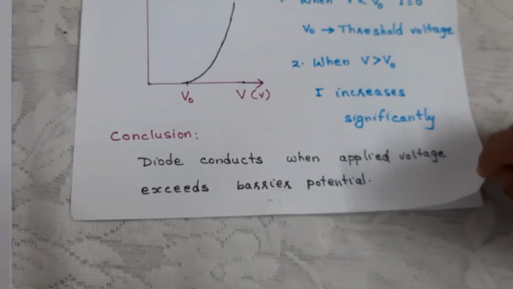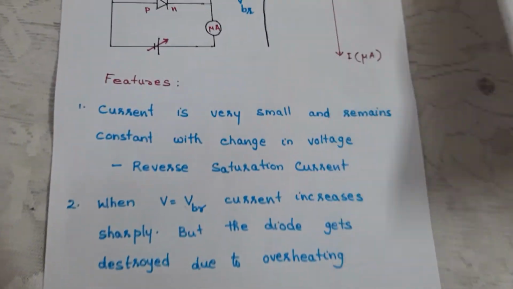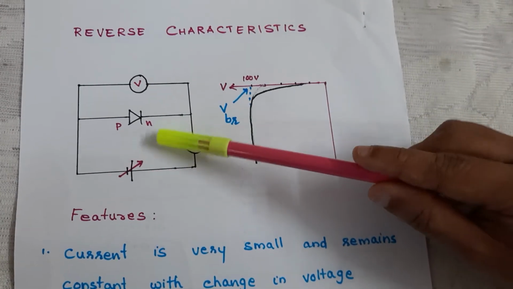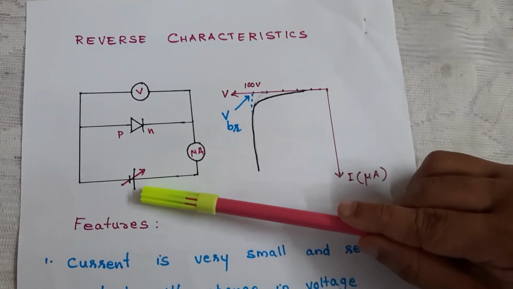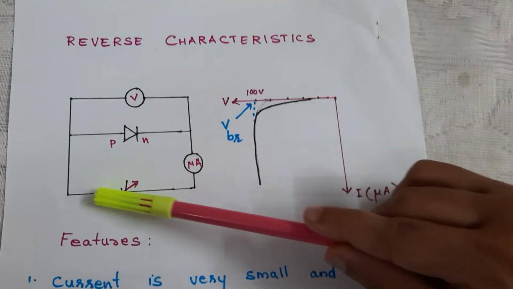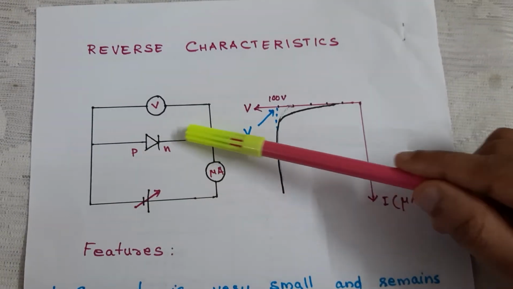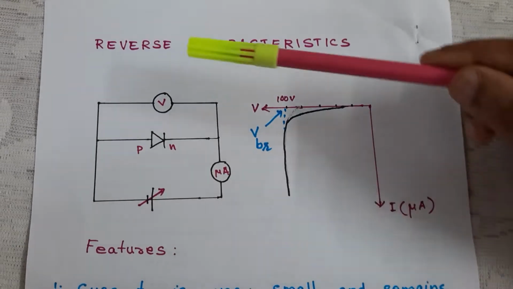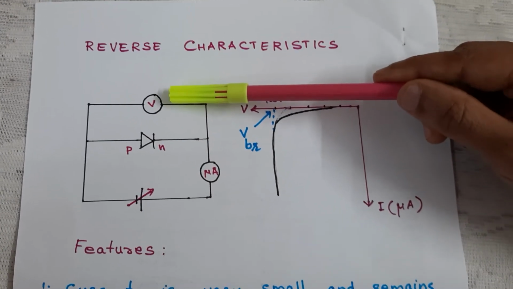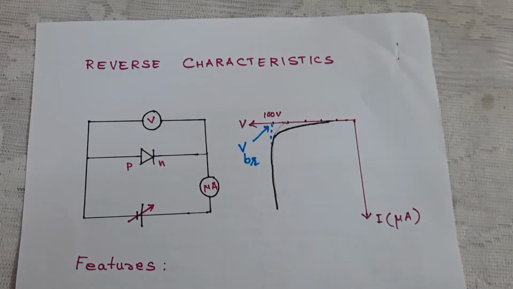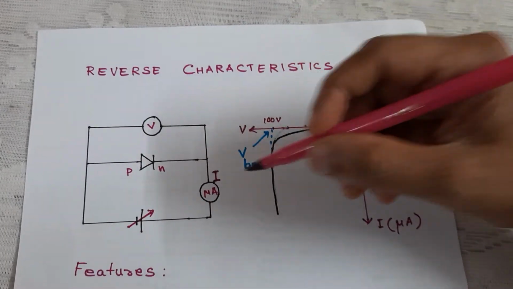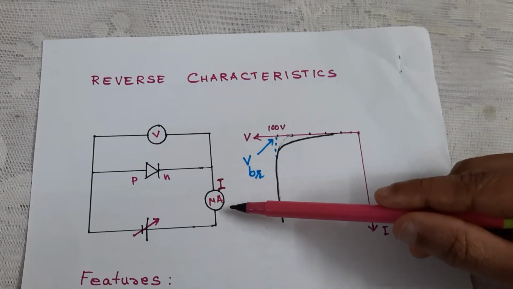Now let us see reverse characteristics. In reverse characteristics, diode is reverse biased. P side is connected to negative and N side is connected to positive of the battery. The reverse voltage is measured by voltmeter and the reverse current is measured by microammeter because the current is very small.